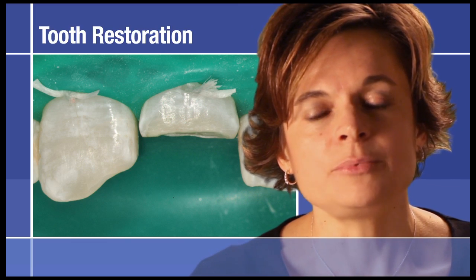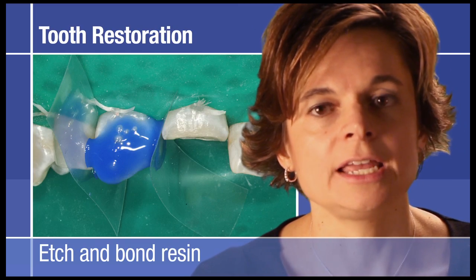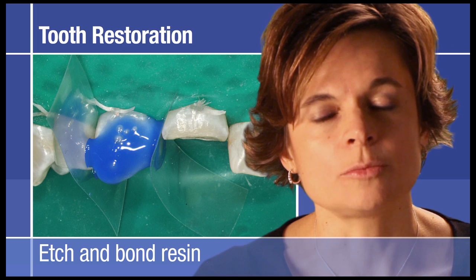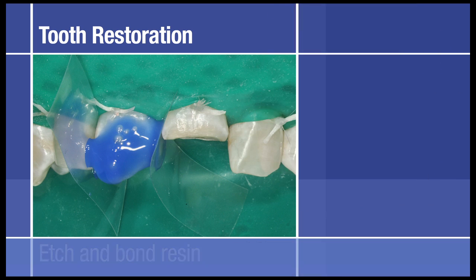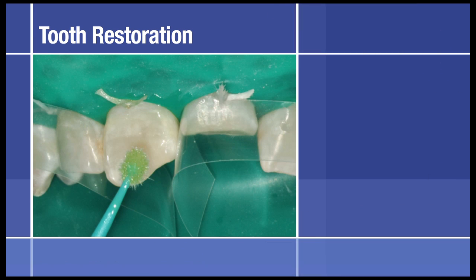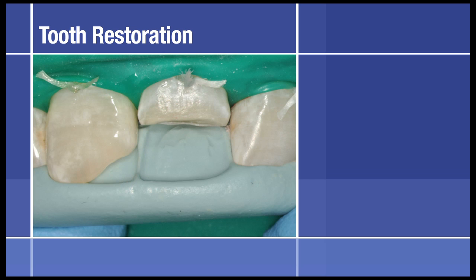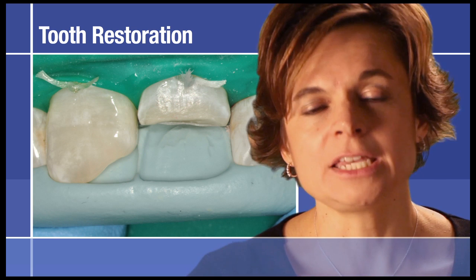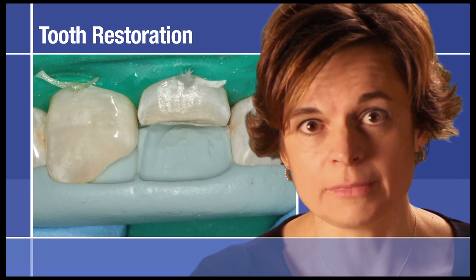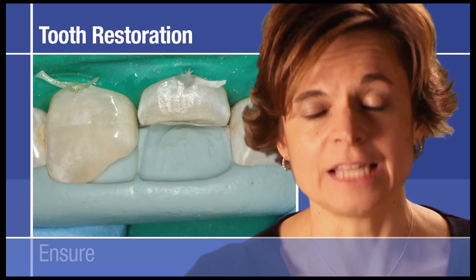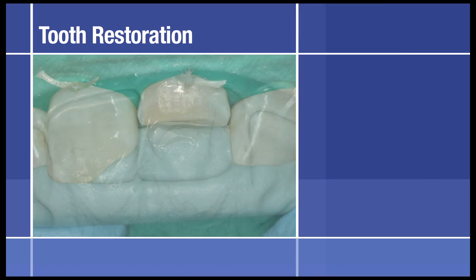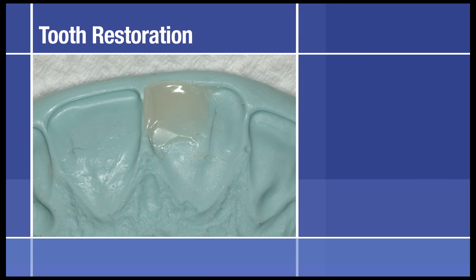The first step will, of course, be to etch and bond some resin to the teeth. Once this is done, we are ready then to do our first layer, and this first layer will be done with the lingual matrix that we fabricated on the model we got. I'm making sure here that my lingual matrix fits well, that it adapts well to the teeth. Then I am ready to place the first layer of composite into that lingual matrix.